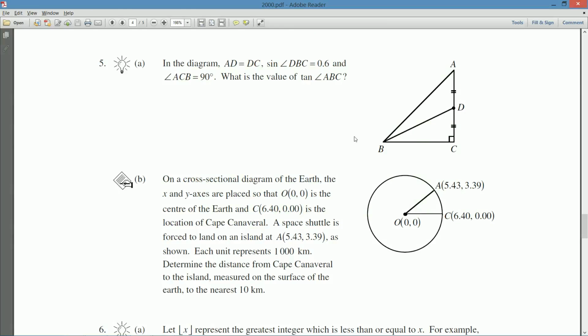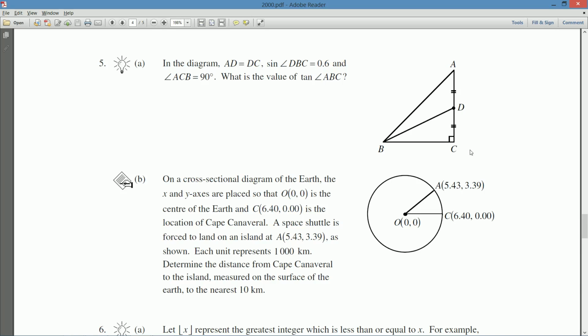It's a two-part question, and we have an A part, which, as we might expect, is a light bulb. In the diagram, AD equals DC, denoted by these two dashed lines in the middle. If sine DBC is 0.6, so that's 6/10 or 3/5, and ACB is 90 degrees, that's a right angle, what is the value of tan ABC?